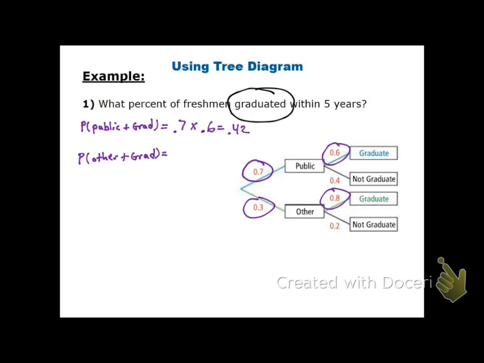0.42. Then to find the probability that they went to another school and graduated, we take the percentage of kids who went to the other school, which is 0.3, times the percentage that graduated from the other school, which is 0.8, and we multiply those together. Notice that I've used the symbol for "and" inside my parentheses, and that's why we're multiplying. The plus sign just means "or" in this case.